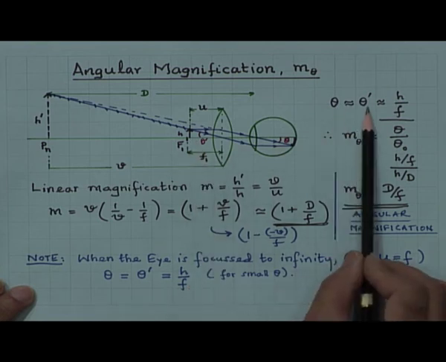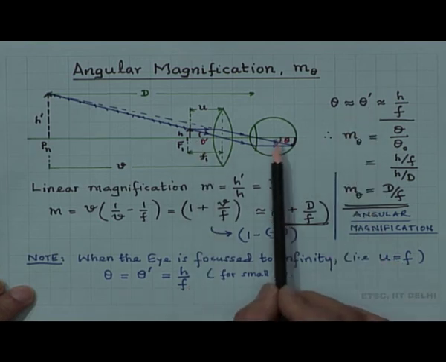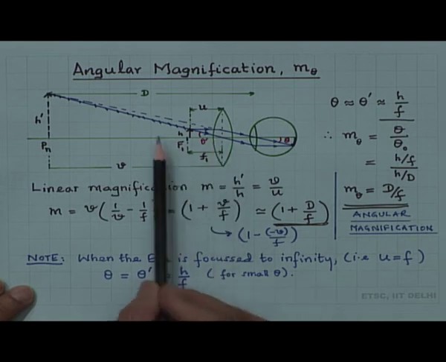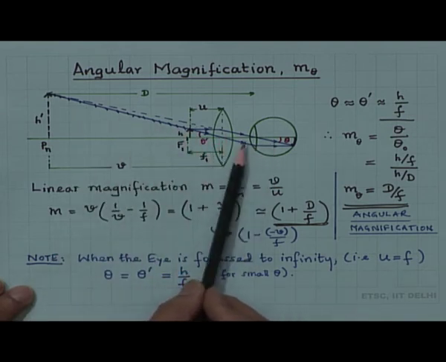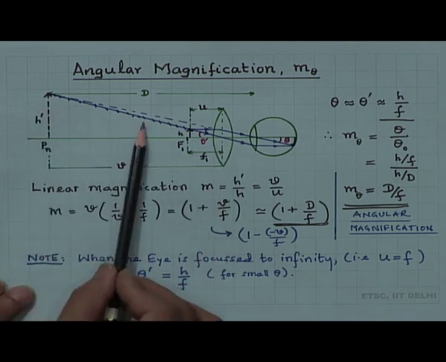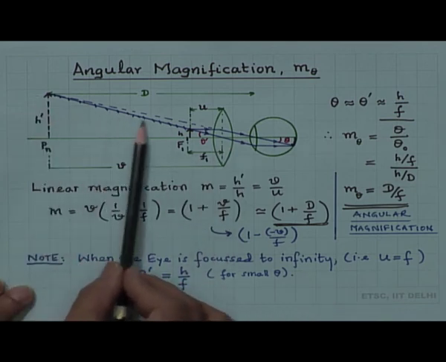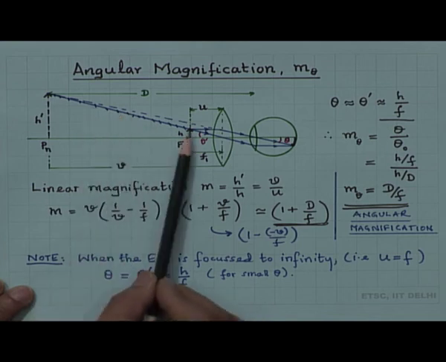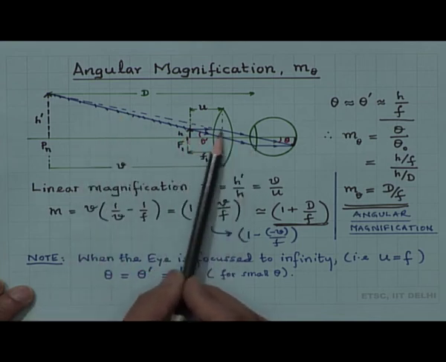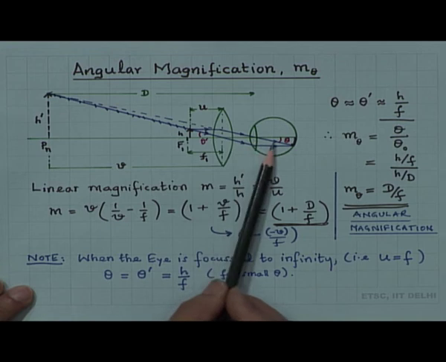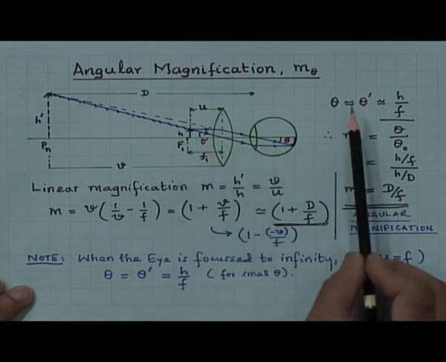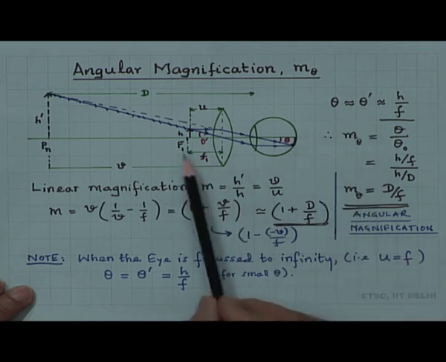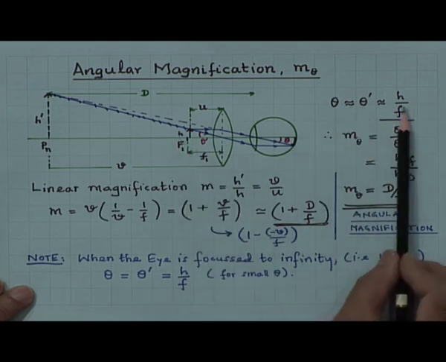So, theta here is nearly equal to theta dash, because these two rays appear to come from a point here. This dash dotted line appears to come from there, there is no actual ray, the actual rays are these two, which look almost parallel, and therefore, this angle is nearly equal to this, and therefore, theta is nearly equal to theta dash, which is equal to h by f.